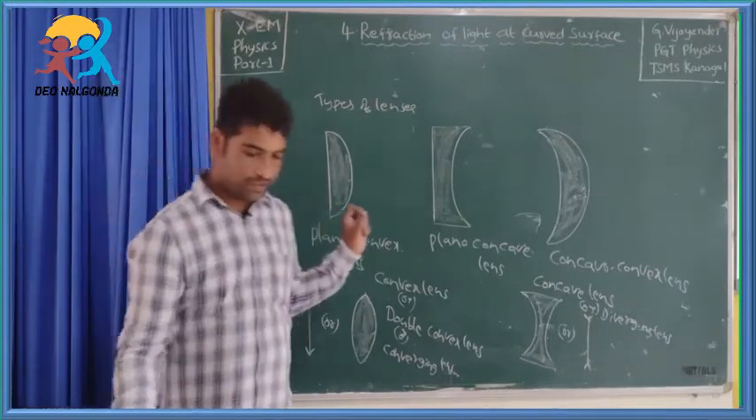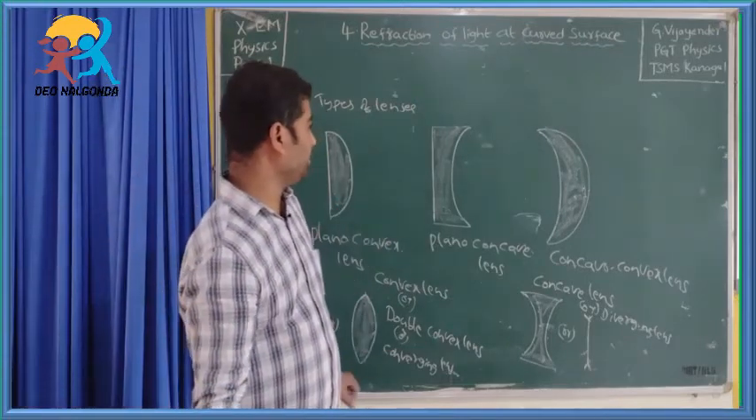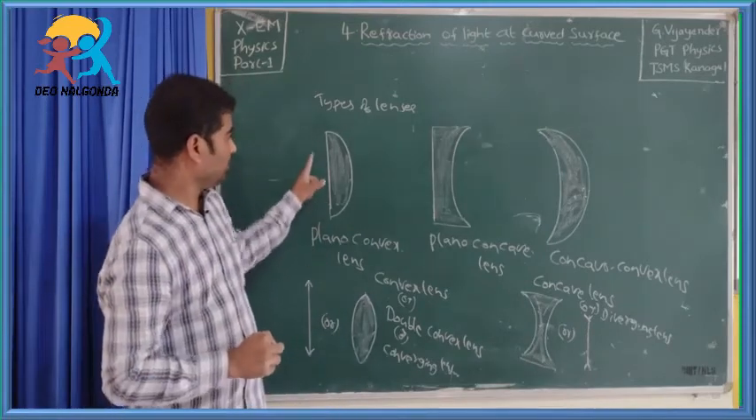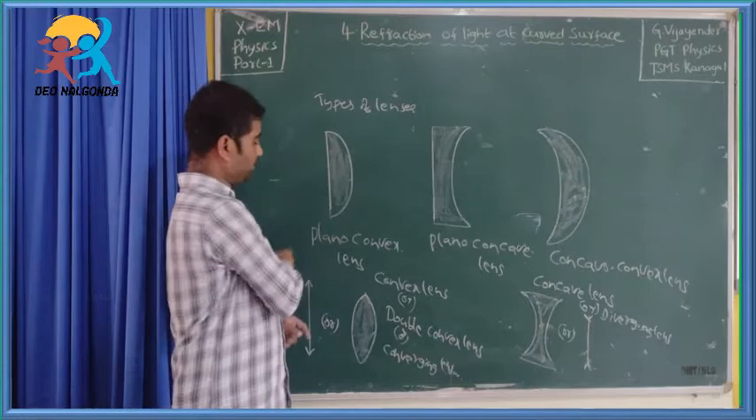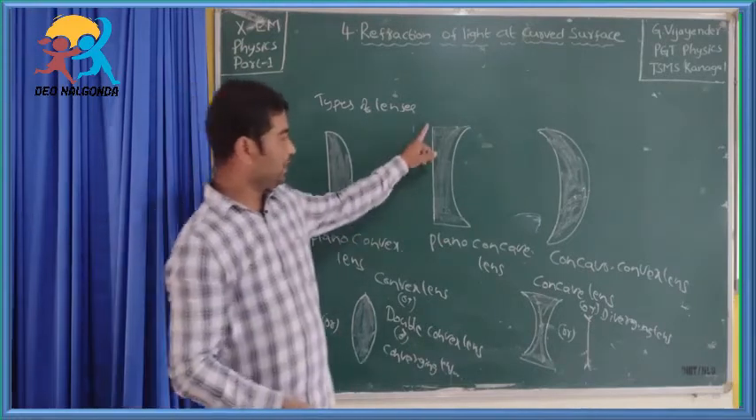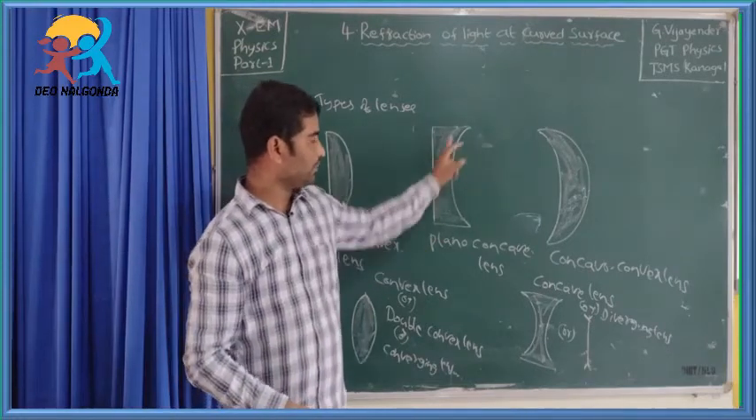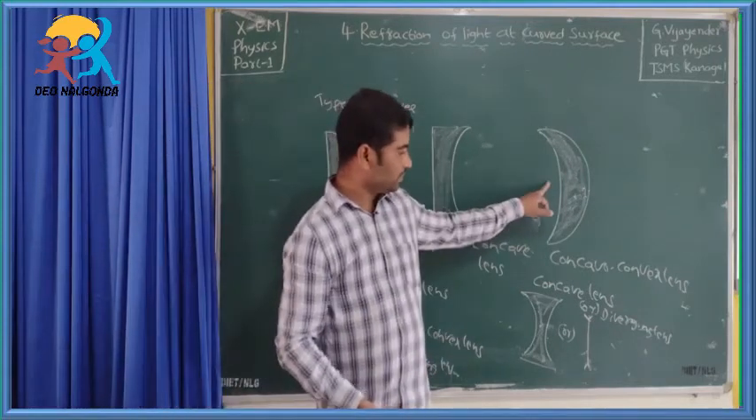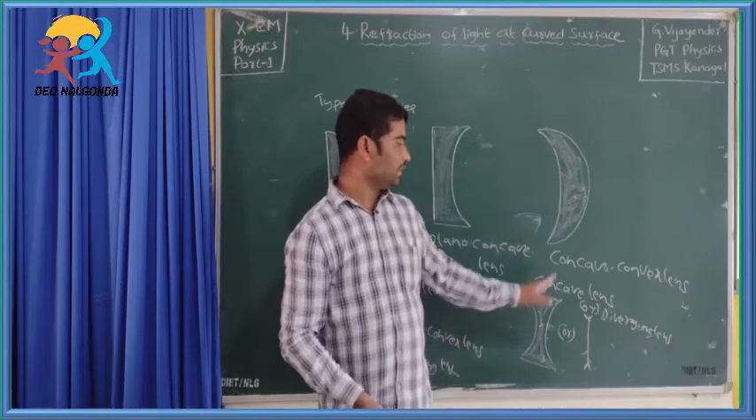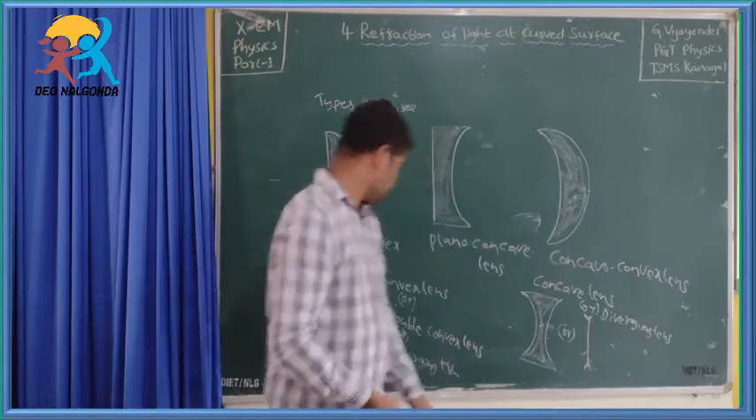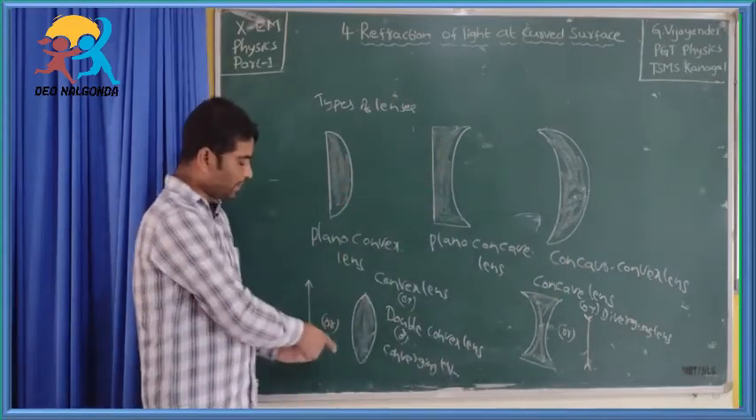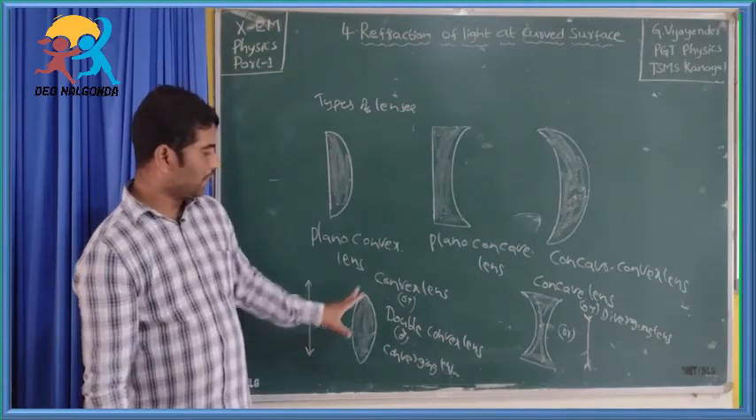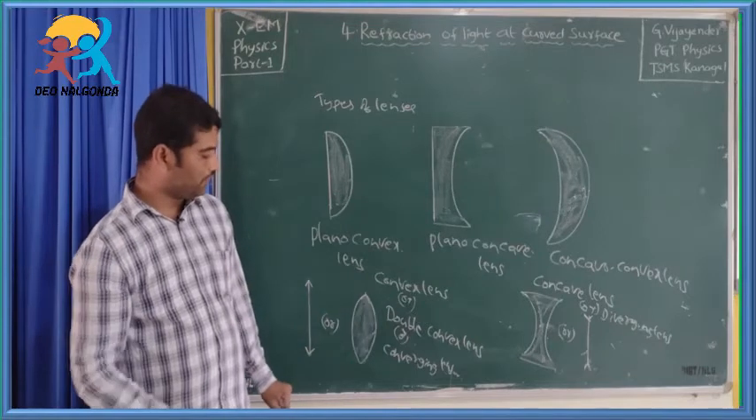A lens is a transparent medium which has at least one spherical surface. If the lens has one plane surface and one convex surface, it is called a plano-convex lens. If it has one plane surface and one concave surface, it is called a plano-concave lens. If one surface is concave and the other convex, it is called a concave-convex lens. If both surfaces are convex, then the lens is called a convex lens, double convex lens, or converging lens.